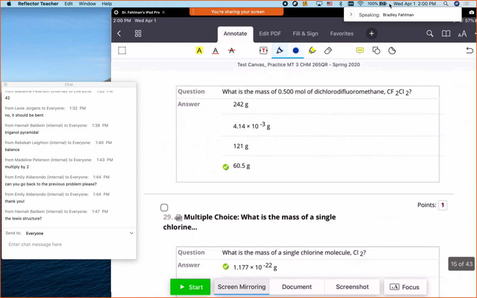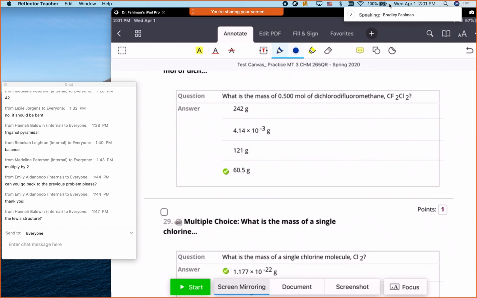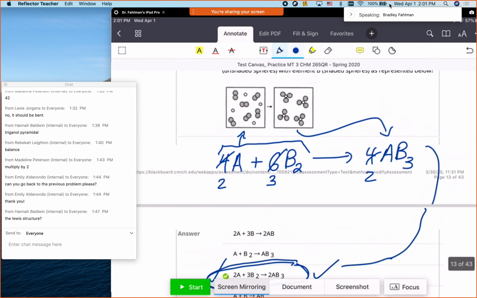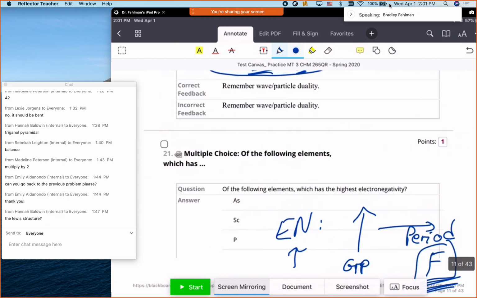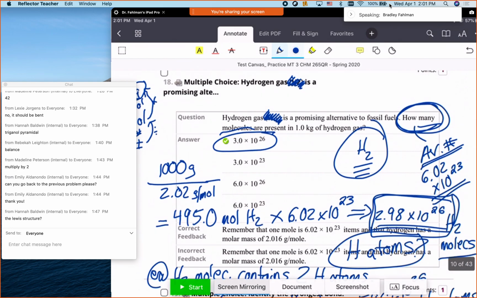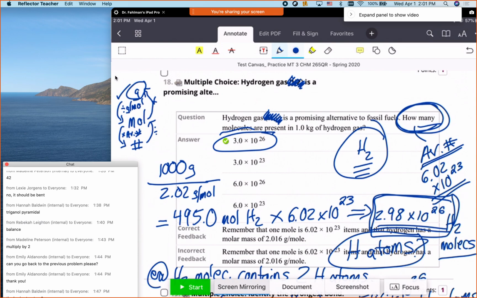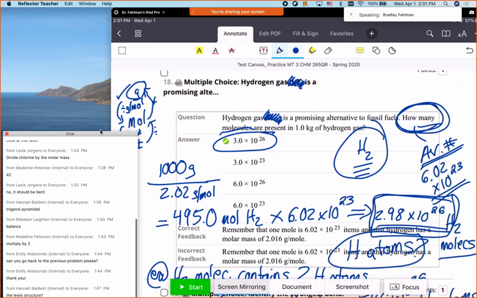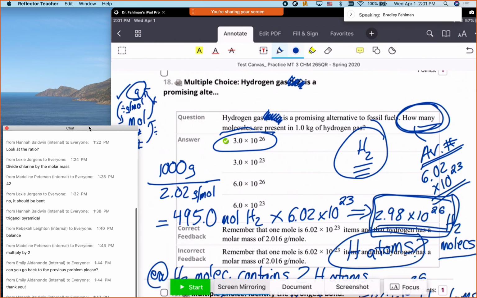Okay, the mass of 0.5 moles of that. Okay, so here were moles. So in that little flow chart that I showed earlier, where is it? Right here. If I move the chat box here. There we go. Okay, so you have this. Now you want to go to grams, so we're going to multiply by the molar mass.